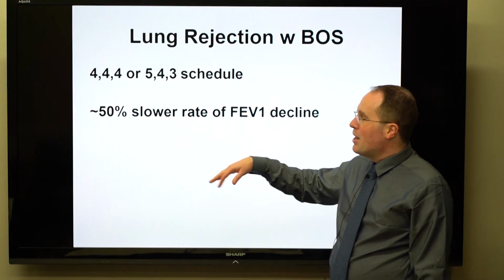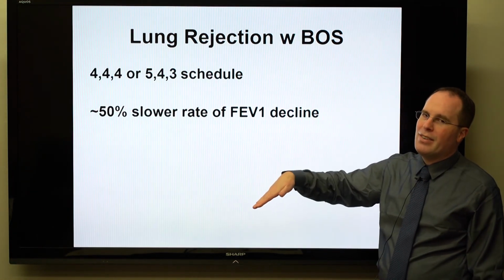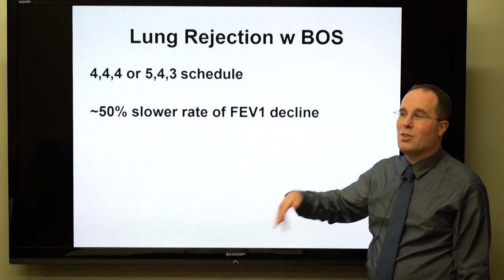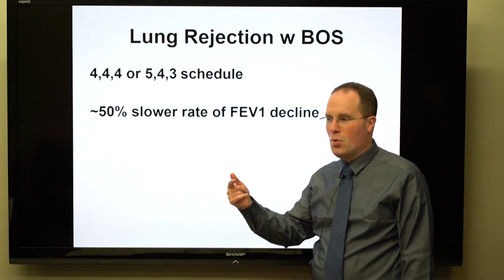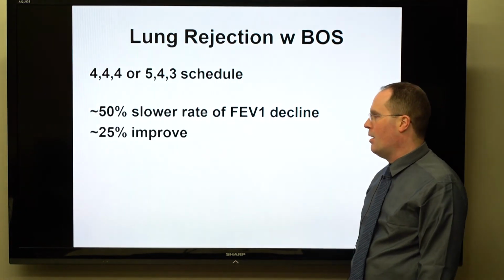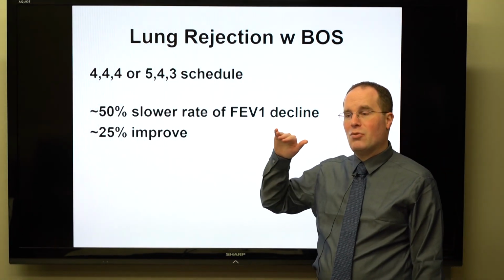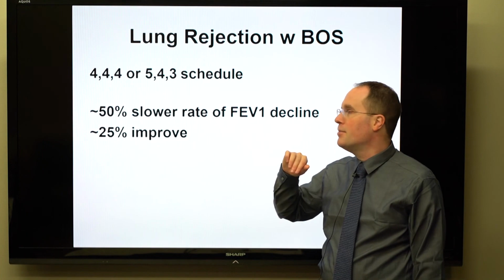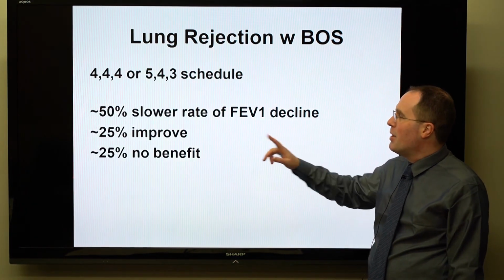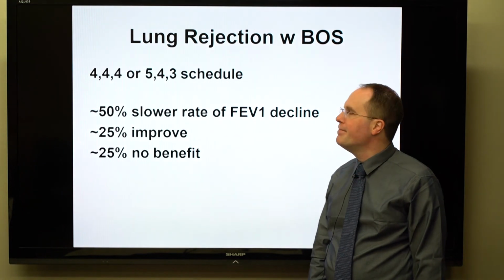And then the response rates: roughly 50% see a slower rate of FEV1 decline. So they continue to lose lung function, but not as quickly. About 25% actually improve, actually regain some lung function. And about 25%, you don't see any observable benefit.